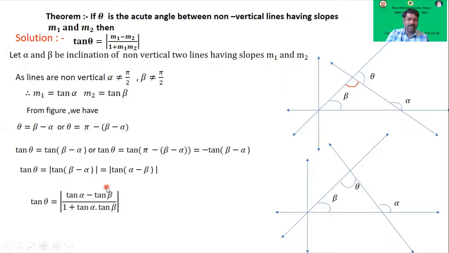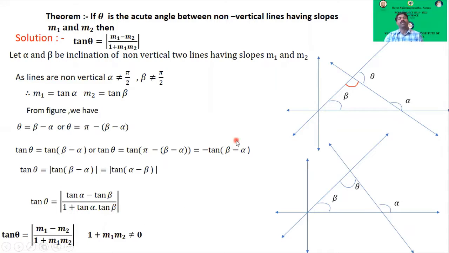Now put the value of tan alpha as m1 and tan beta as m2. So tan theta is equal to m1 minus m2 upon 1 plus m1 into m2, provided that this denominator must be different from 0. So this is the formula: tan theta is equal to mod of m1 minus m2 upon 1 plus m1 into m2.